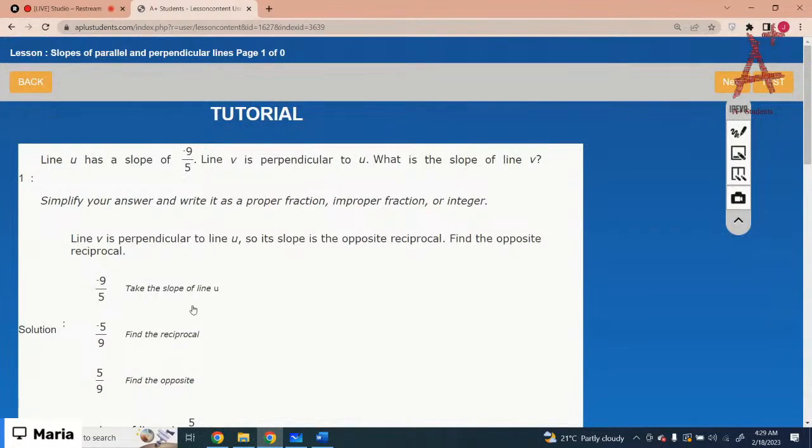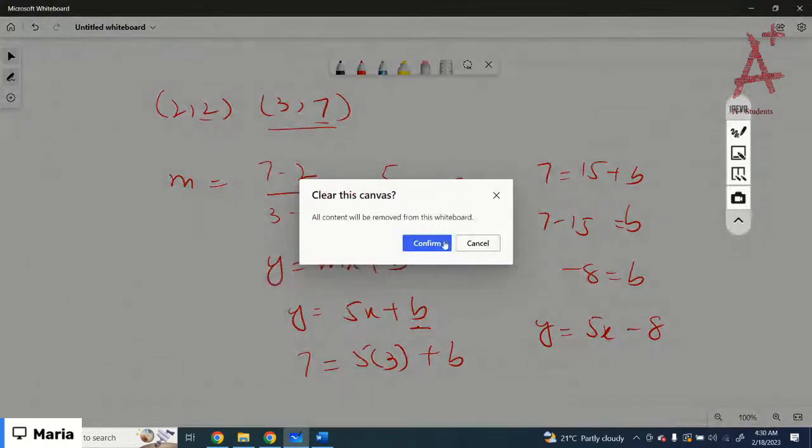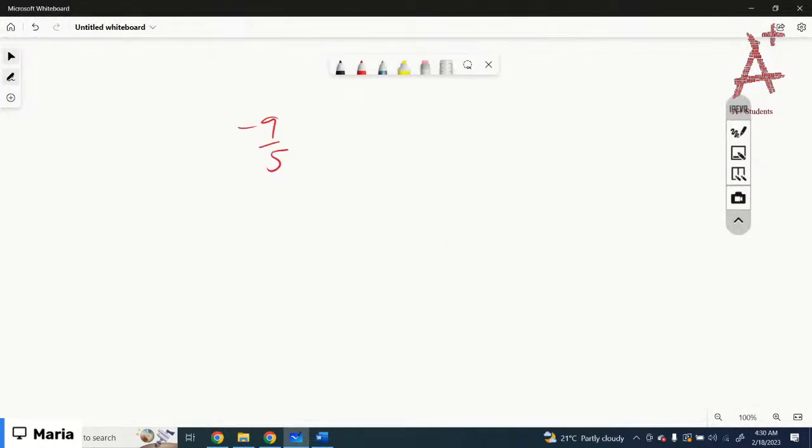Line U has a slope negative 9 over 5 and line V is perpendicular to line U. So you have to calculate the slope of the line that is perpendicular to negative 9 over 5. Got it? If two lines are perpendicular, like lines V and U, the slope of one is the opposite reciprocal of the other. For this one, the slope of line U is negative 9 over 5.